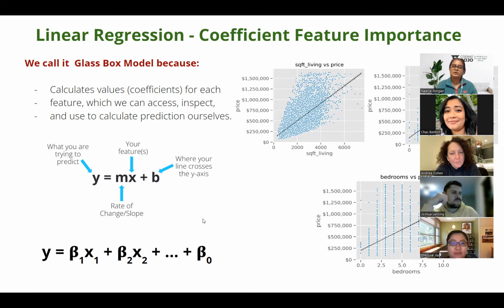So in this, what we do is calculate the coefficients here, and then based on the score value of the coefficient of each feature, we can decide which feature is important for our model. We can also call it a glass box model, because this is transparent, right? We can see the equation here.